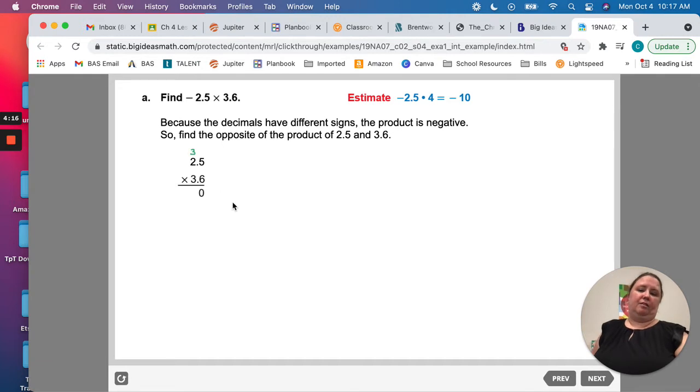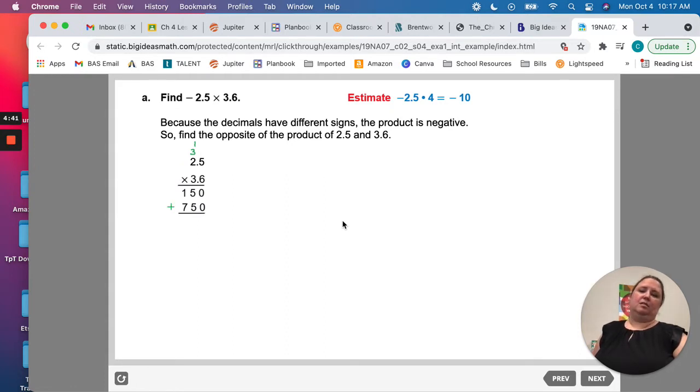6 times 5. Carry the 3. 6 times 2 is 12, plus 3 is 15. Okay, and then now I've done this place value, so I put a 0 underneath. 3 times 5 is? 15. Carry the 1. 3 times 2 is 6. Plus 1, yes, 7. Okay, now we're going to add these.